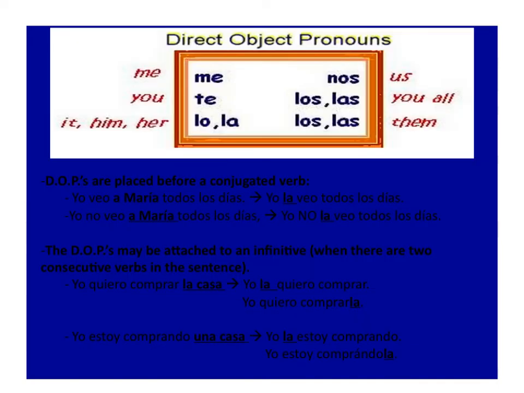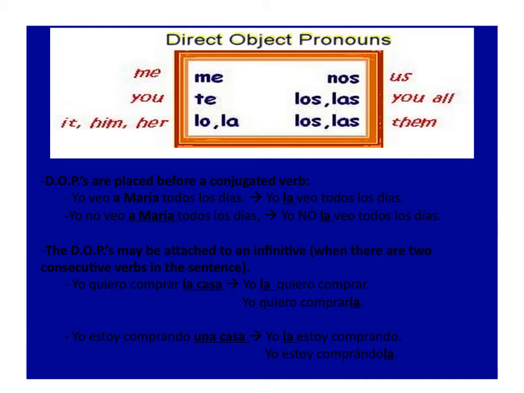Now, the direct object pronouns are: for me, me. For you, te. For it, him, or her, we have lo or la. For us, we use nos. For you all, we use los, las, and for them, we use los or las.